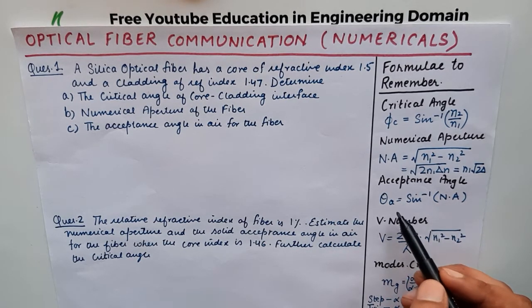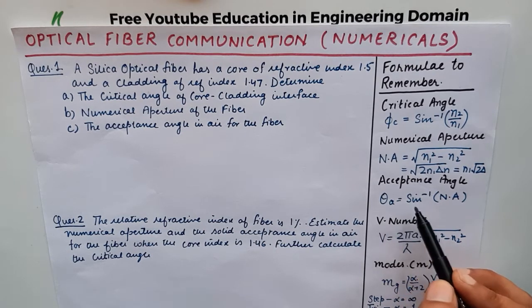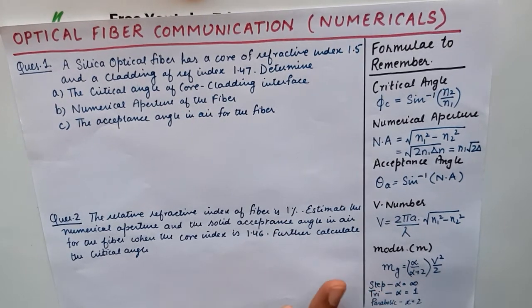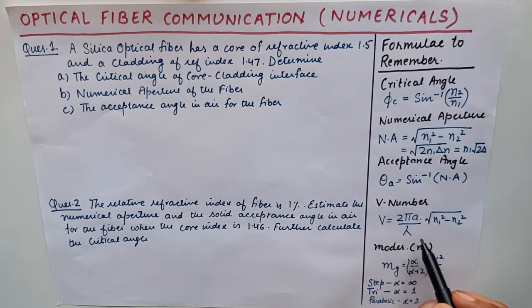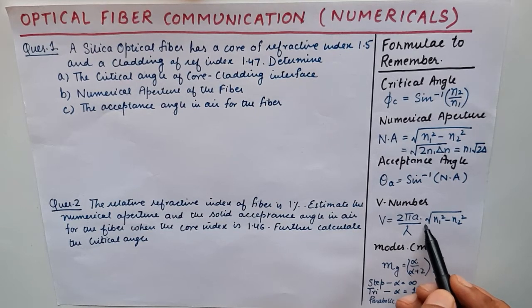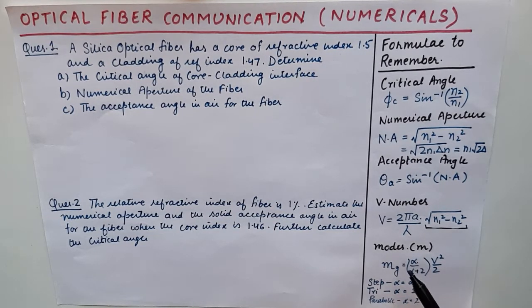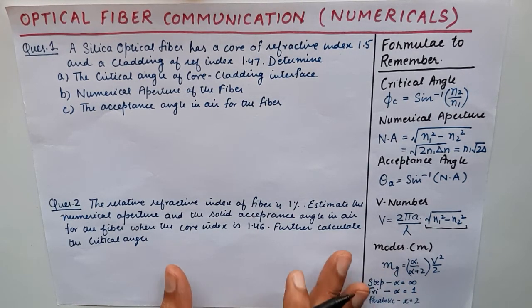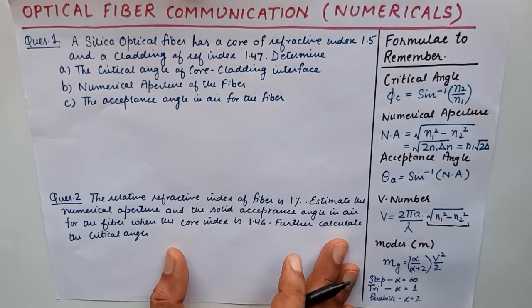Then we have acceptance angle, which is theta a, sine inverse of numerical aperture. A very important formula is for V number, which is 2 pi a by lambda into numerical aperture. Then we have M, which is the number of modes, alpha upon alpha plus 2 into V square by 2. V is the V number, and alpha for step index fiber is infinity, that of triangular profile is 1, and parabolic is 2. So we are going to use these formulas to solve these numericals.